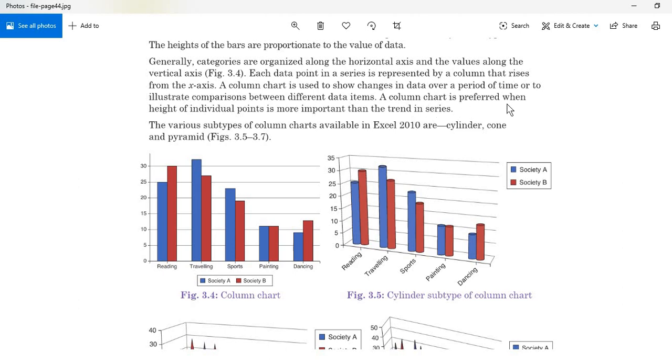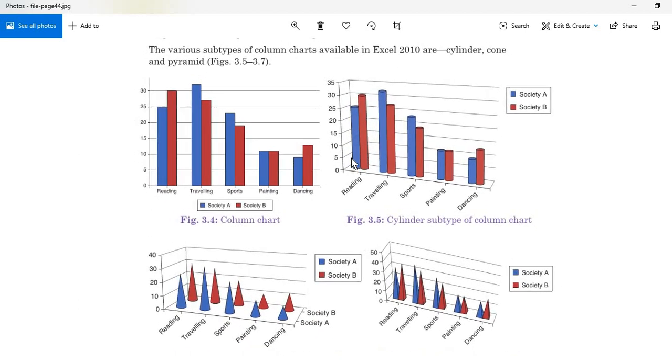A column chart is preferred when the height of individual points is more important than the trend in the series. Now various subtypes of column charts are available in Excel 2010. What are the various subtypes? মানে সবকটা bar chart ই কিন্তু তারই আবার subtype আছে, like cylinder bar chart. Okay. Now this is cylinder bar chart.